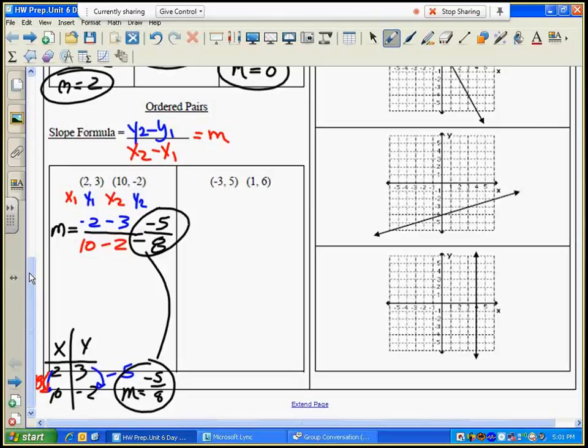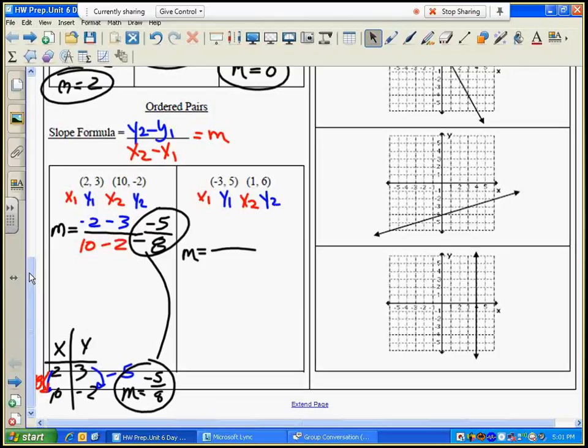Okay. Let's try the slope formula again with the ordered pairs on the right. Take that first ordered pair, negative 3, 5. Make the negative 3 x1. Make the 5 y1. Make the 1 for the second ordered pair x2. And make the 6 y2. And let's use the formula.